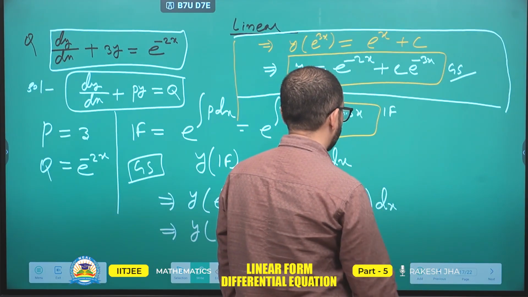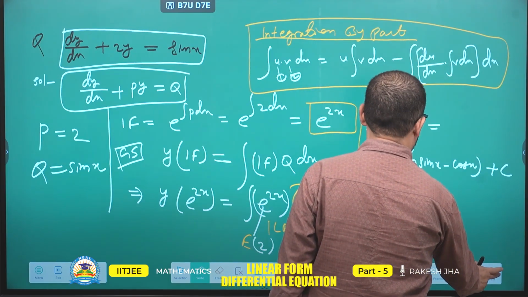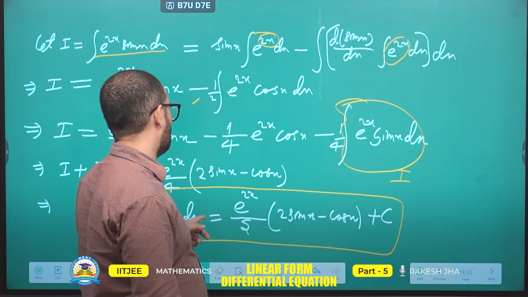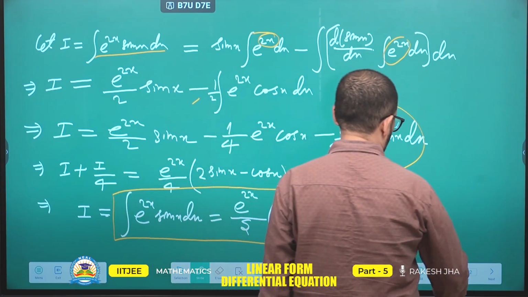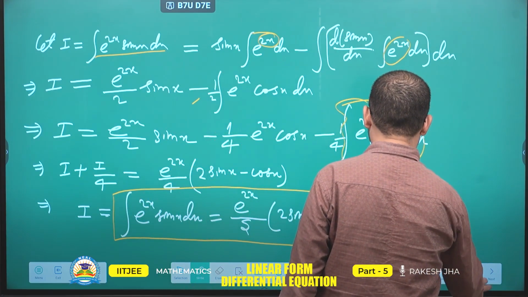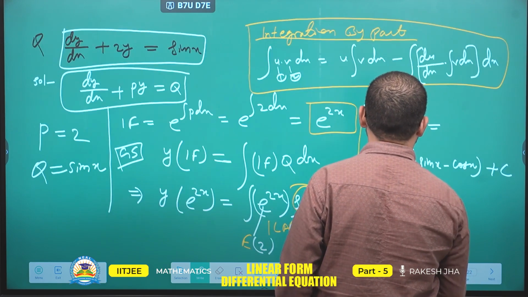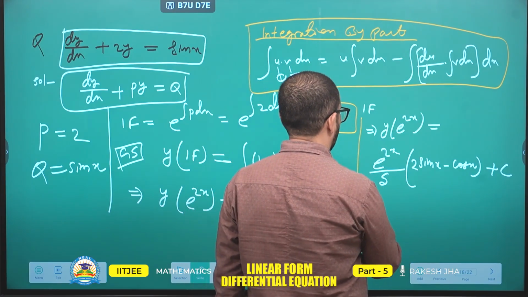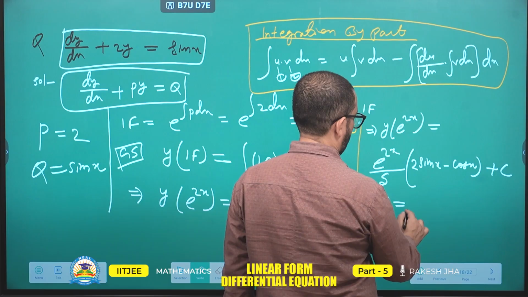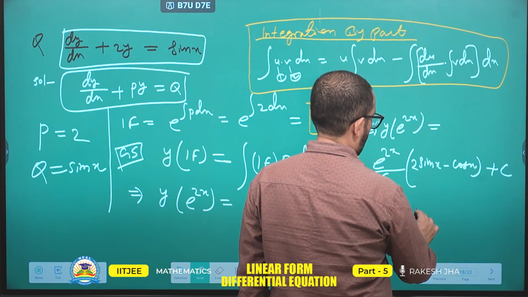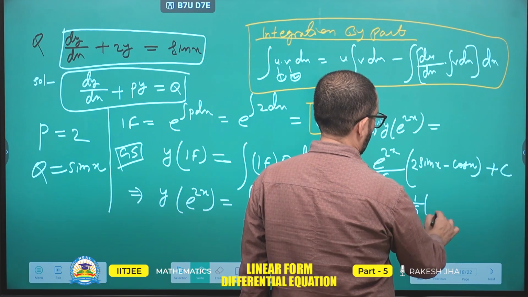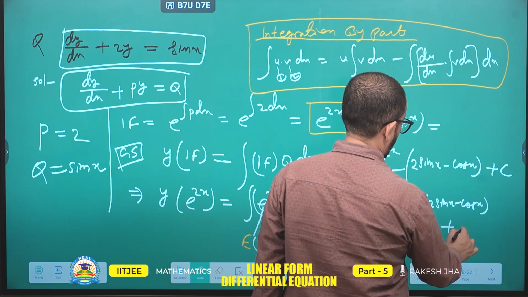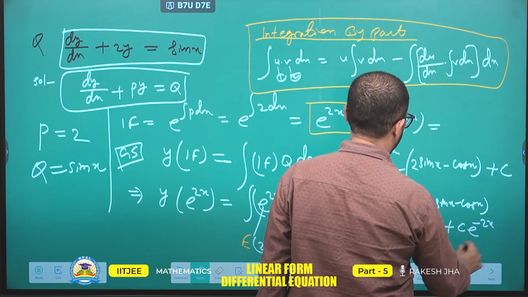Now if you see here, what we can find is exactly the same thing here. So e raised to the power 2x can be cancelled out. So here, if you cancel e raised to the power 2x on both sides, then the final answer would be y is equal to 1 upon 5 times 2 sin x minus cos x plus c times e raised to the power minus 2x.